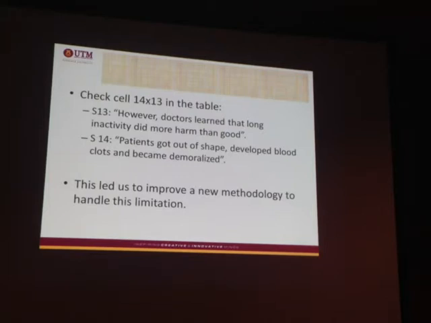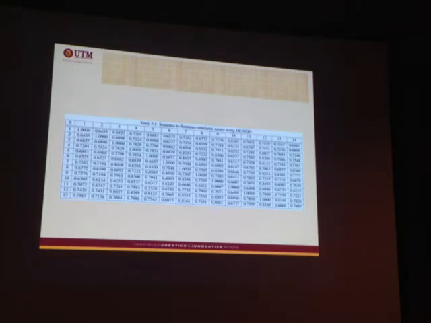we have this sentence: However, doctors learned that long inactivity did more harm than good. And another sentence said patients got out of shape, developed blood clots, and became demoralized. Both sentences are dissimilar, because after we do the preprocessing step, for example, removing the stop words and doing the stemming, the bags of words of both sentences are dissimilar to each other. But the NGD reports that those sentences are in high similarity.